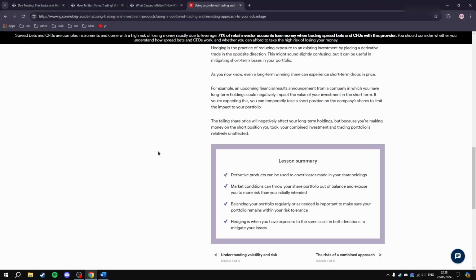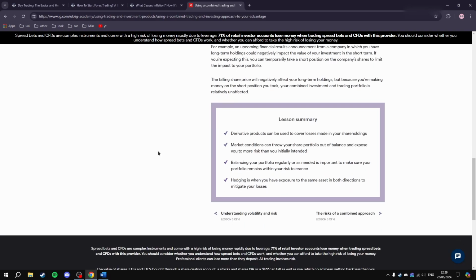This might sound slightly confusing, but can be useful in mitigating short-term losses in your portfolio. As you now know, even a long-term winning share can experience short-term drops in price. For example, an upcoming financial results announcement from a company in which you have long-term holdings can negatively impact the value of your investment in the short term. If you're expecting this, you can temporarily take a short position on the company shares to limit the impacts to your portfolio. The falling share price will negatively affect your long-term holdings, but because you're making money on the short position you took, your combined investment and trading portfolio is relatively unaffected.